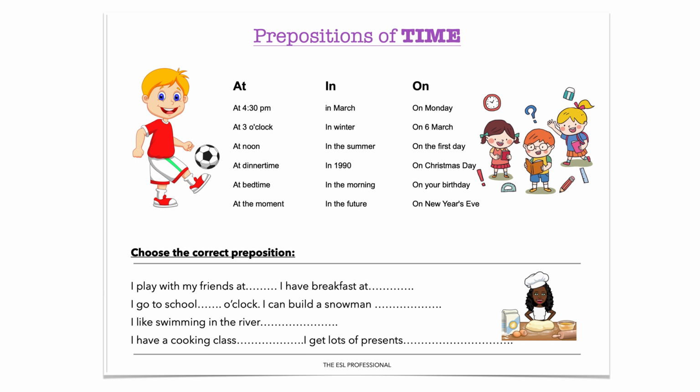I have a cooking class. When? I have a cooking class, and you can say on Monday, or I have a cooking class at 3 o'clock, or I have a cooking class in the evening. So you can choose any preposition, but you have to choose the next word correctly. So I have a cooking class on Monday, or at 3 o'clock, or in the evening.